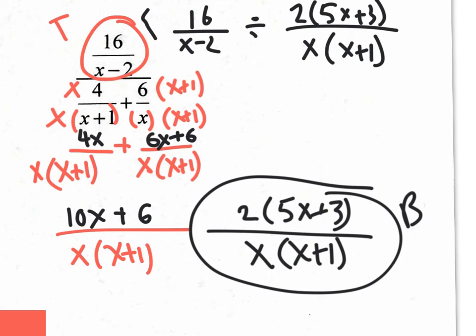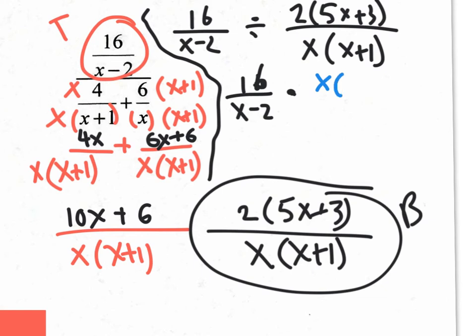And now the trick is, I'm going to keep the first fraction. I'm going to rewrite it. It's 16 over x minus 2. That's a 6. Sorry. That's the ugliest 16 ever. Anyways, multiplied by, and let's flip the second fraction. We'll change it to multiplication and flip the second fraction. So we're going to end up with x times x plus 1 on top, and on the bottom you have 2 times 5x plus 3.